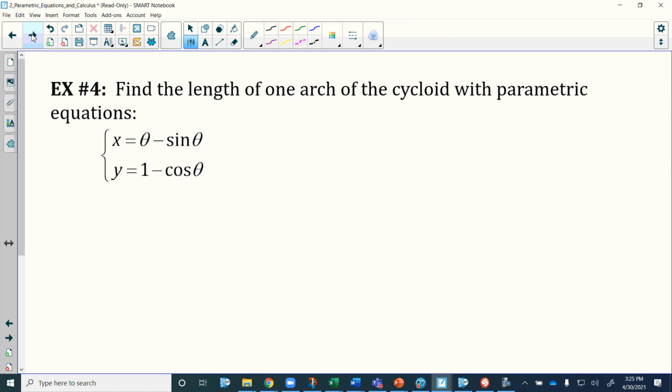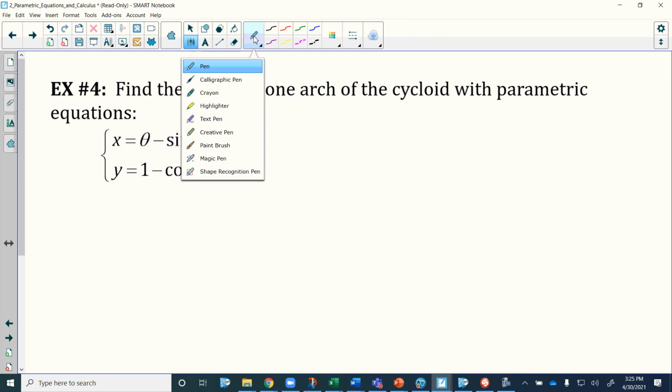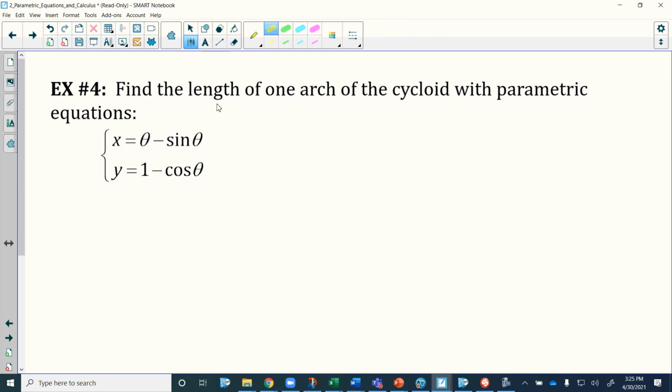Find the length of one arch of the cycloid with parametric equations x equals theta minus sine of theta and y equals 1 minus cosine theta. Well, there's one thing that I want to make sure that we all understand here. What is one arch? What does that actually mean?